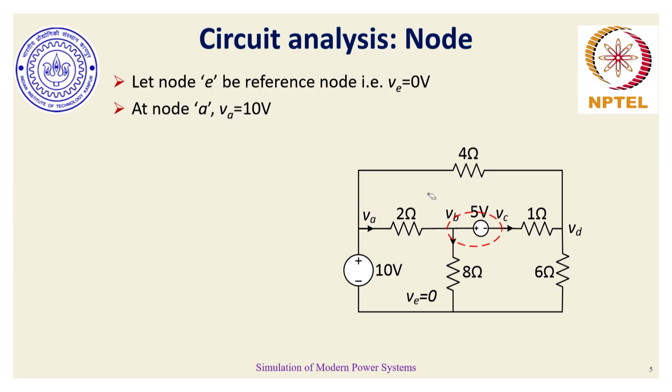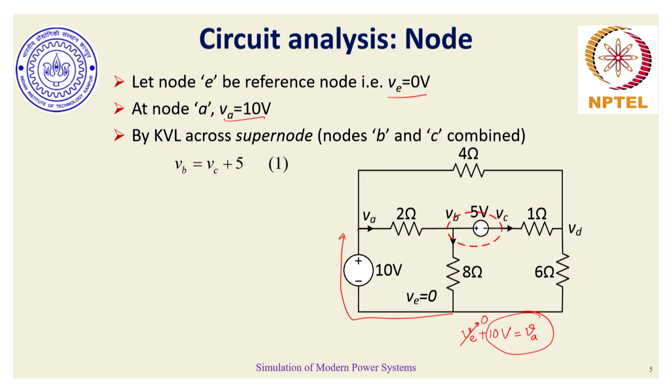Given that node E is the reference, we can easily apply KVL across this branch. We start from this node, which is VE. We reach the negative potential of the DC source. From negative to positive, there is a gain in voltage, so we have plus 10 volt, and eventually we reach node A, where the voltage is VA. Since VE is chosen as 0 for reference, we easily get VA as 10 volt just by KVL application. And then we are left with 3 other voltages, which are VB, VC, and VD.